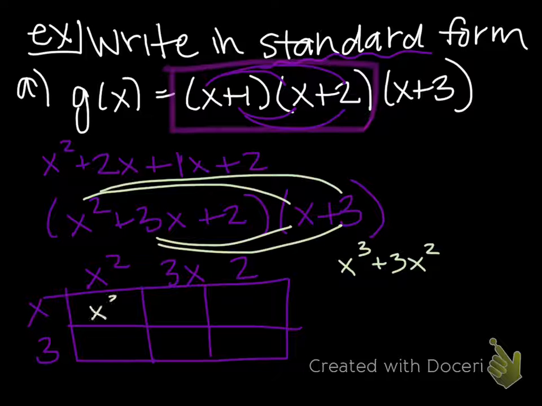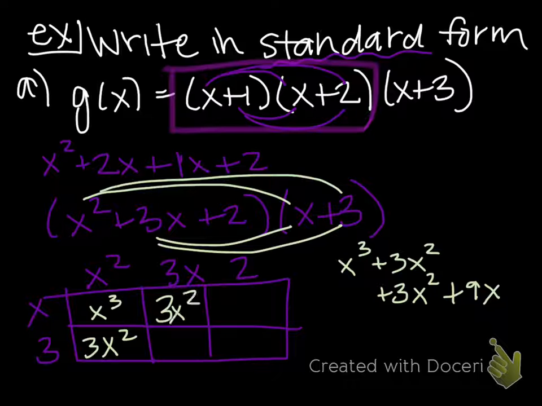And again, the box people, you'll have the same terms. So my middle one, 3x times x will be another 3x squared. And I'm just going to stack it underneath its like term. 3x times 3 will be 9x. And again, my boxers, you'll have the same thing. And now the last, I'm taking the 2 to both of those. So 2 times the x is 2x. And again, I'm just going to kind of stack all my like terms near each other. And 2 times 3 gives me the 6.